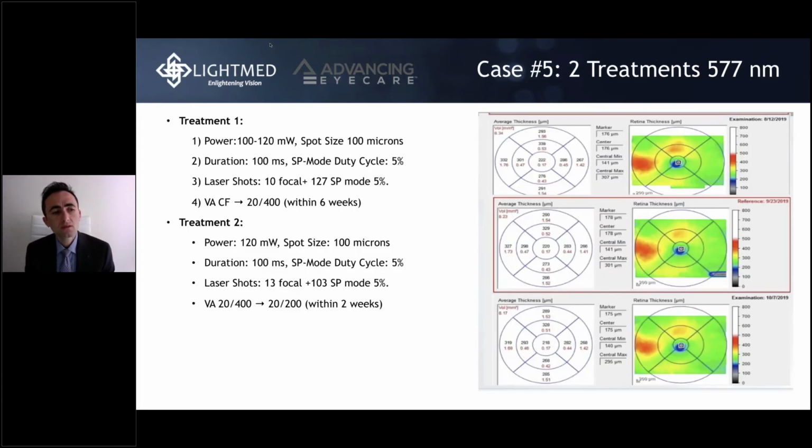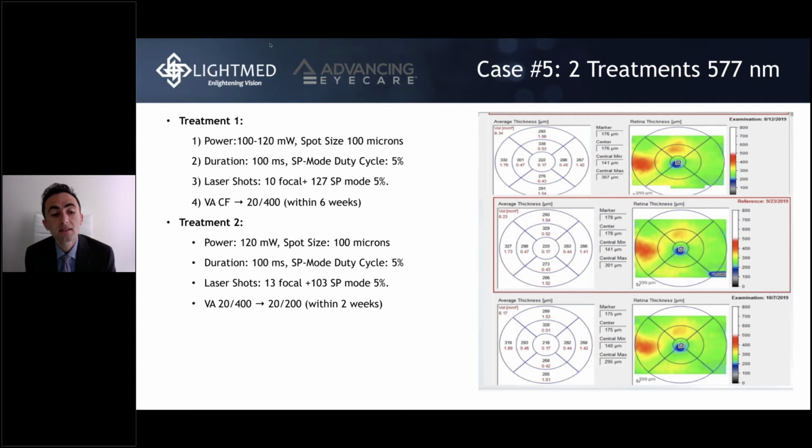So I gave the patient the first treatment with the 577 nanometer laser, a power of 100 to 120 milliwatt with a spot size of 100 microns and duration of 100 milliseconds, and I utilized the SP mode of 5%. I started testing with 10 spots of focal laser away from the central part of the macula, and then moved to the SP mode 5% and finished the treatment with 127 spots within the central part of the macula. The vision did improve within 6 weeks from counting fingers to 20/400.